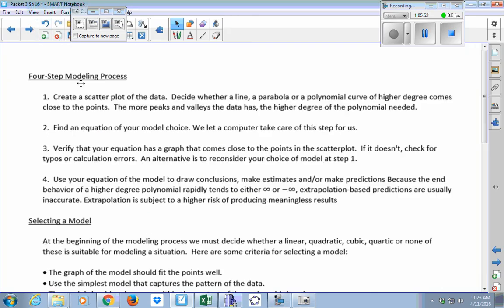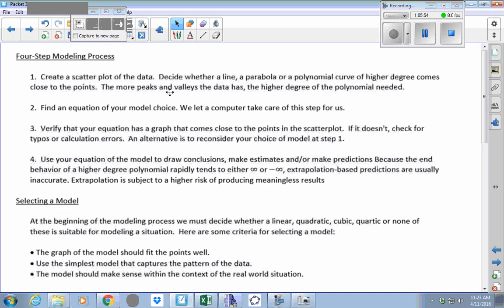Okay, so that's all you need. Read through this modeling process and how you select a model. The main idea for selecting a model is that if you have several different models that get very close to your data, you always want to pick the simplest equation possible to model the data. As your degree increases, your data tends to rise very quickly or fall very quickly. So in terms of end behavior, higher degree polynomials aren't always very suitable.